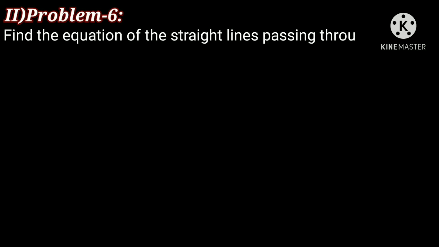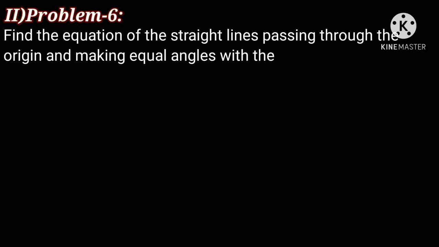Section 2, problem number 6. Find the equation of the straight lines passing through the origin and making equal angles with the coordinate axis. Here is our problem. In this problem, we have to find the equation of the straight line which makes equal angles with the coordinate axis and passes through the origin. Now, we have to solve the problem.